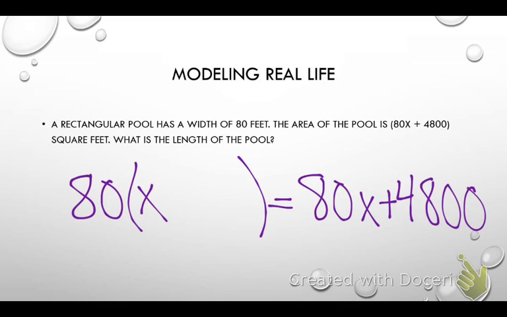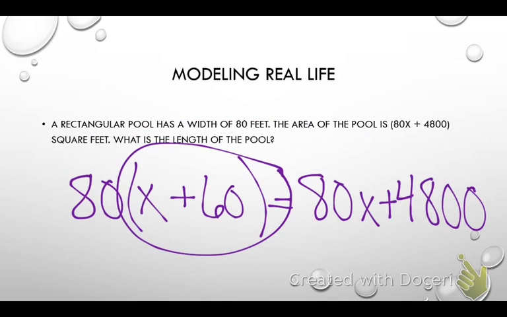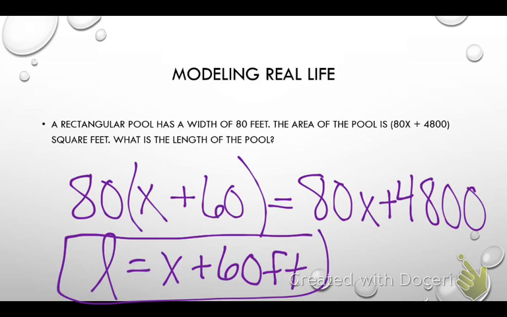And what did you write for your second number? 60, because we got 4,800. Very good. Because again, we're just moving backwards, and 4,800 divided by 80 is 60. So again, I'm trying to fill in this missing piece of how I connect a width of 80 to an area of 80x plus 4,800. And that's a length of x plus 60 feet.